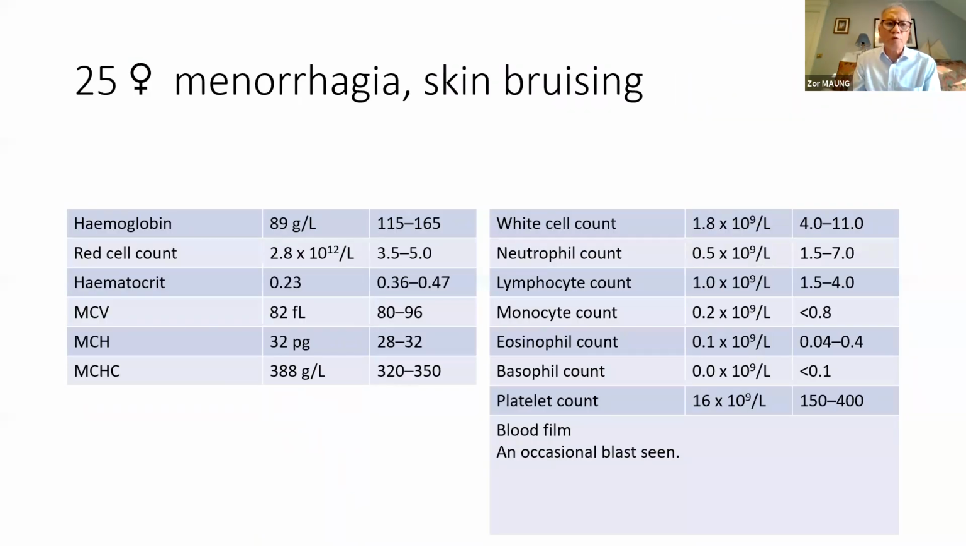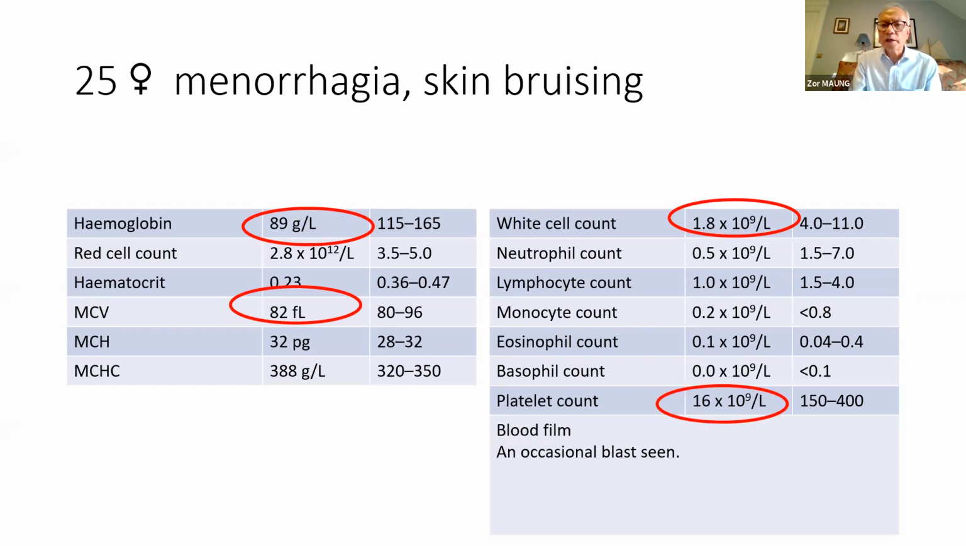This is another scenario, the same 25-year-old woman with menorrhagia and skin bruising, but this time the patient is anemic, MCV is normal, normochromic, normocytic anemia, white count is reduced, and platelet count is reduced. So it's not only thrombocytopenia, the patient has anemia, neutropenia, thrombocytopenia, and the blood film will show an occasional blast cell. So this fits with acute leukemia. That is urgent, you must ring the hematologist immediately for urgent admission and treatment.